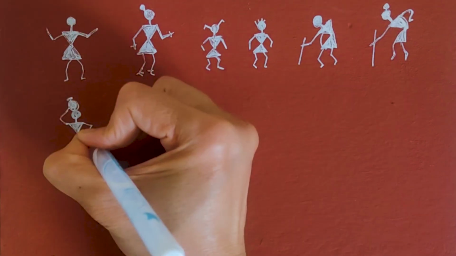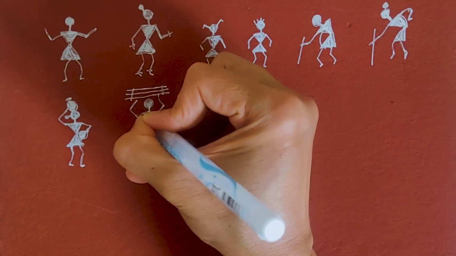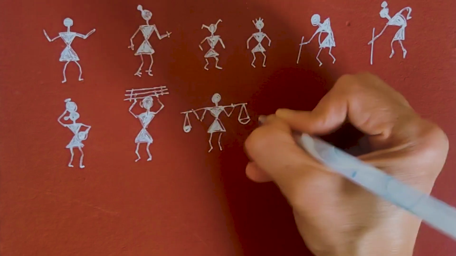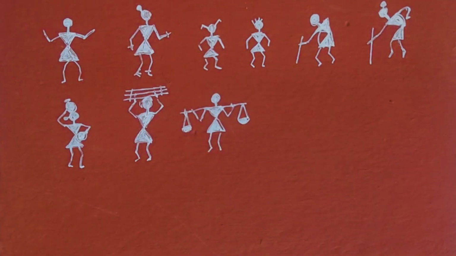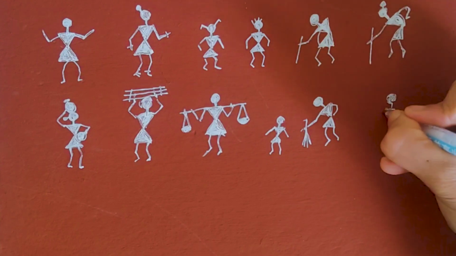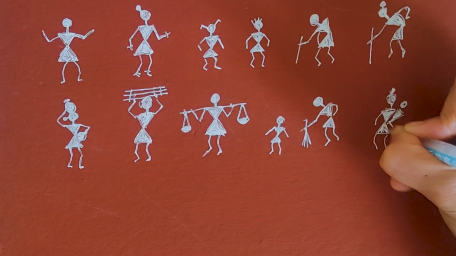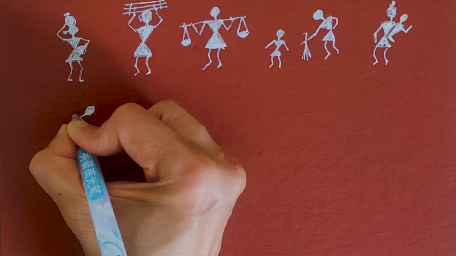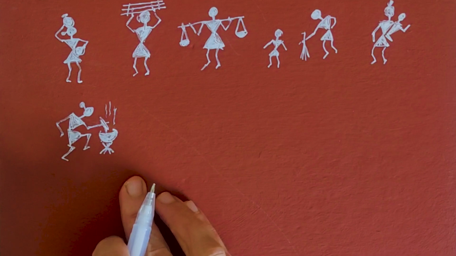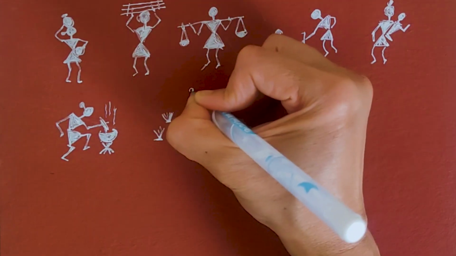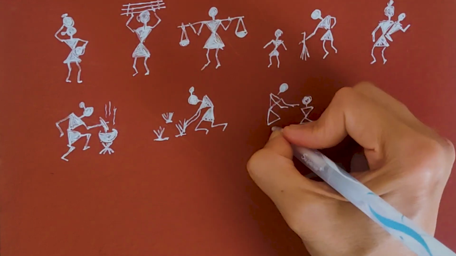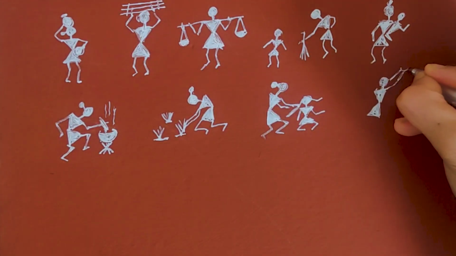Now let's look at some examples of Warli figures performing their daily chores. You can also draw these Warli figures in sitting positions. This one is cooking. This lady is working in the farm. The mother is helping the child with her hair. This man is working in the farm.